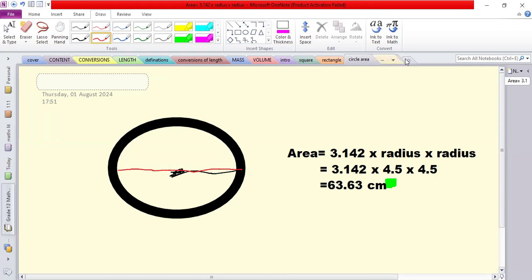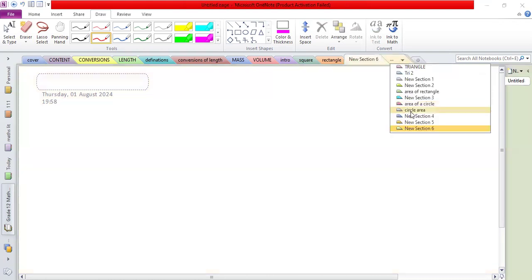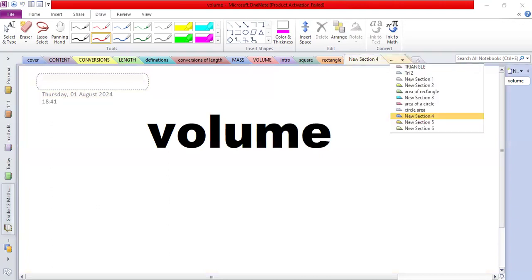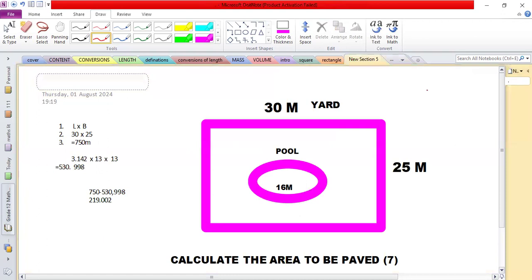Now, class, we had this thing. There was a question. Before we come to volume, before we discuss volume, we had this question. Yeah, this one. This beast. We were calculating this thing. This is a yard with a pool in the center. The yard has 30 meters length and 25 meters breadth, meaning it is a rectangle. And the pool has 16 meters of diameter.